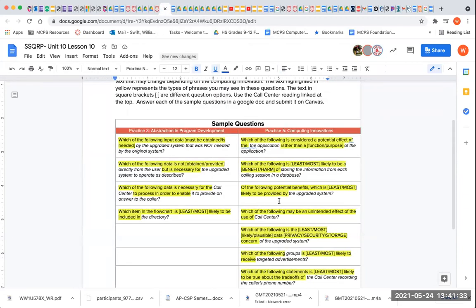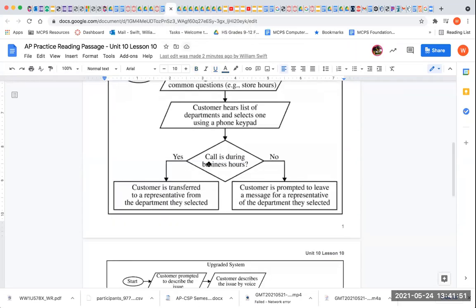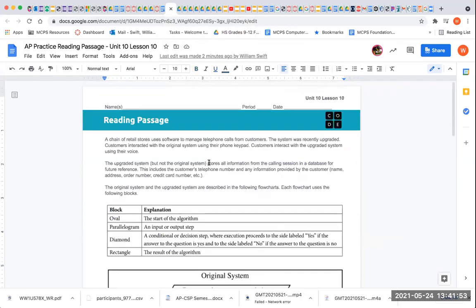So my favorite one is, well, here's a stupid one that I hate. Which item in the flow chart is least or most likely to be included in the directory? There is no mention of a directory here, right? There is no word directory in this document. Look, I can do Control F, directory. It ain't there, 0, 0. How can that be? Use your mind.